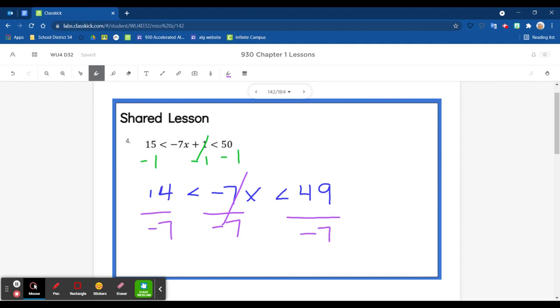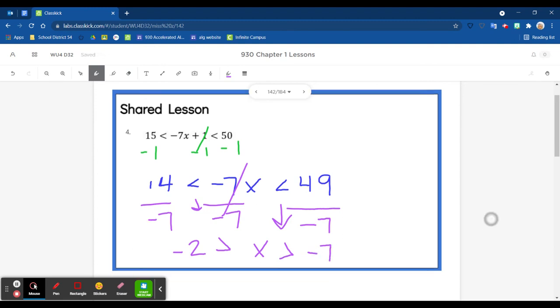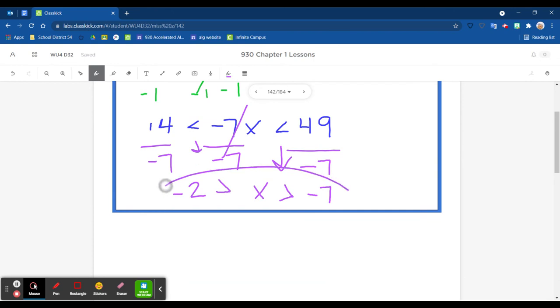We have to flip our signs, right? So we're going to do that. We're going to flip every single sign because I'm dividing each number by that negative 7. So 14 divided by negative 7 is going to give us negative 2. I have to make sure I flip my sign. And we're going to have x alone. Again, make sure to flip our sign because 49 divided by negative 7 will give us negative 7. So now we have negative 2 is greater than x, which is greater than negative 7.